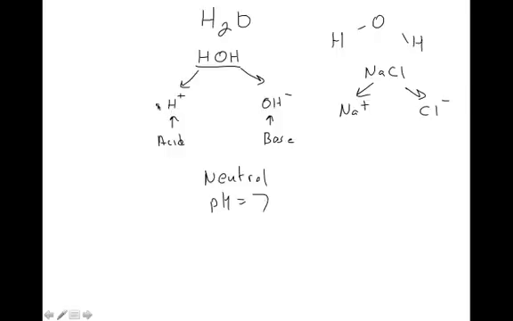If we can increase the number of H's, that will have a corresponding decrease to the number of OH's, and the solution would shift from neutral into the acidic range. And if we did the reverse of that, if we decreased the number of H's, the OH concentration would correspondingly increase, and that would shift the pH into the basic range of the spectrum.